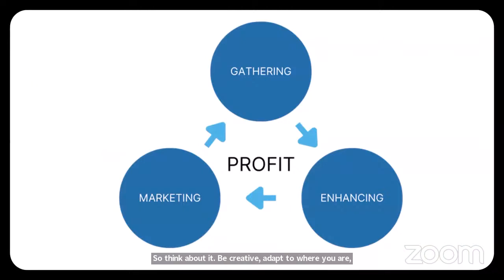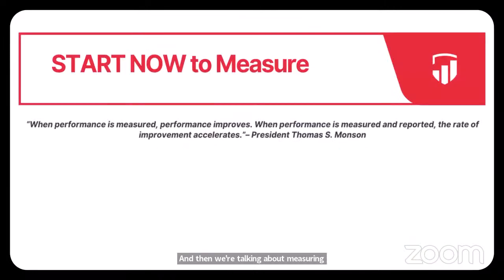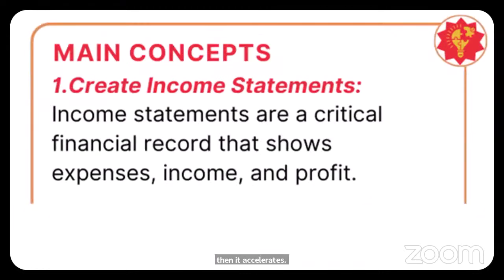And then we're talking about measuring your success. Thomas S. Monson said, when performance is measured, performance improves. When performance is measured and reported, the rate of improvement accelerates. Meaning you have to measure everything. You have to keep track of every number. And when you do, your performance improves. And when you report it to somebody else, maybe somebody else that's helping you or somebody in your family, then it accelerates. So let's talk about, again, those details.